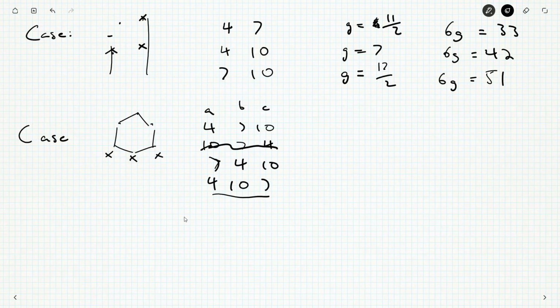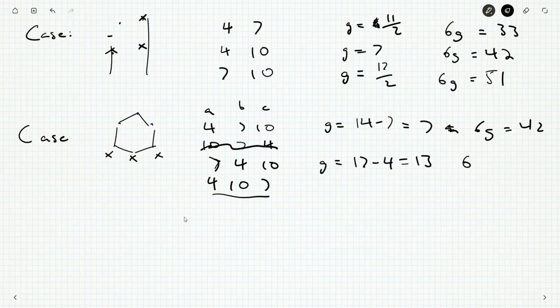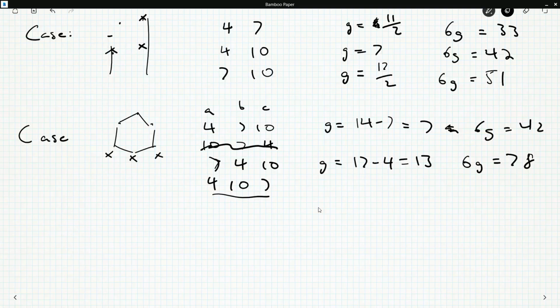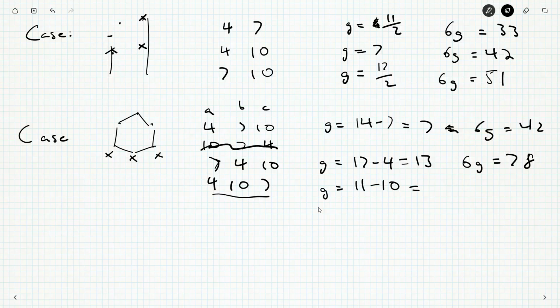Okay, so what would that be? So 14 minus 7, so G is 14 minus 7, or 7 again, and so 6G is 42. Here we'll have 17 minus 4, which is 13. 6 times 13 is 78, which I think was... Is that D? Yeah, it's D over here. Okay. And then this one here is 11 minus 10, which is 1.